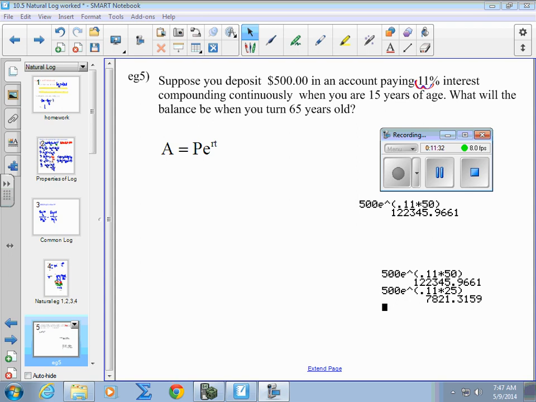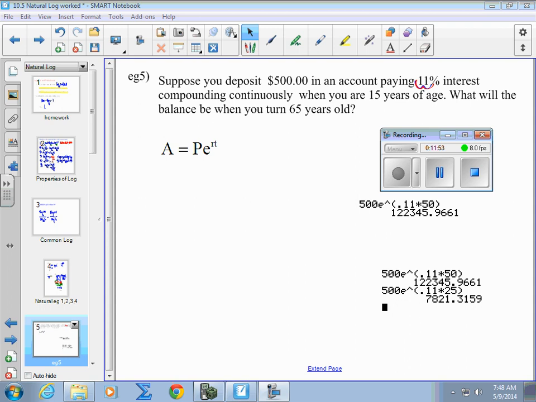Well, when you think about it, $500 is less than $50 a month. So I think a 15-year-old can afford $50 a month if you get an allowance or you have a part-time job. But let's find out how much money we'll have.